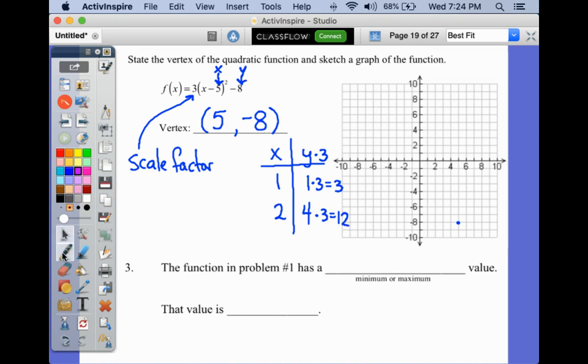So when I graph this, I'm going to count 1, but then up 3. And negative 1 also up 3. And then for the 2, we're going to go 2 up 12. So 1, 2, up 12. It's going to land right here at 4, on the same side right here. So our parabola looks about like this.